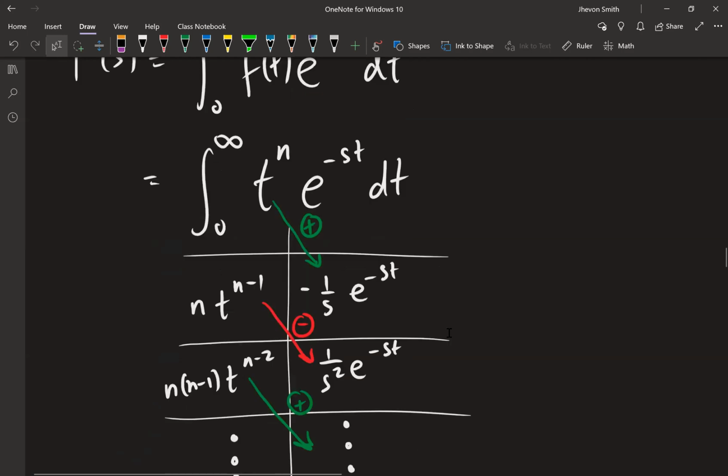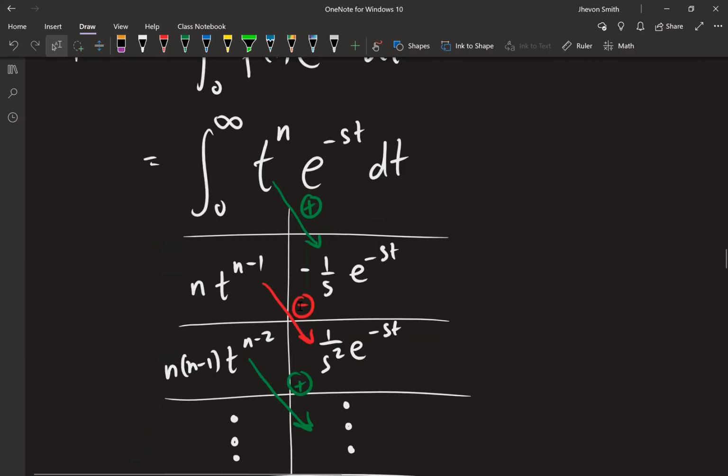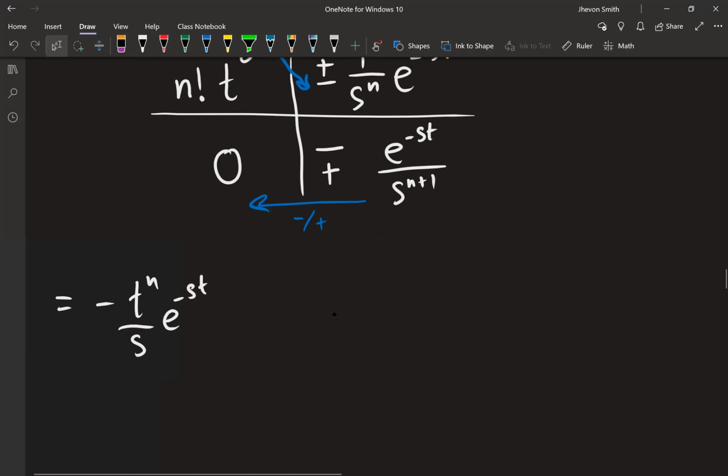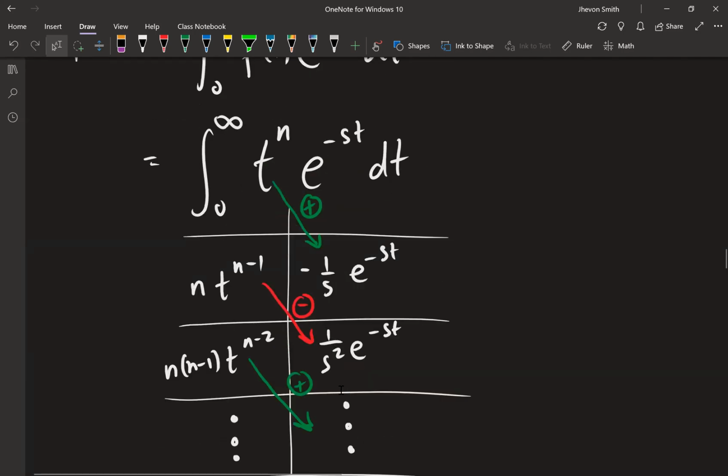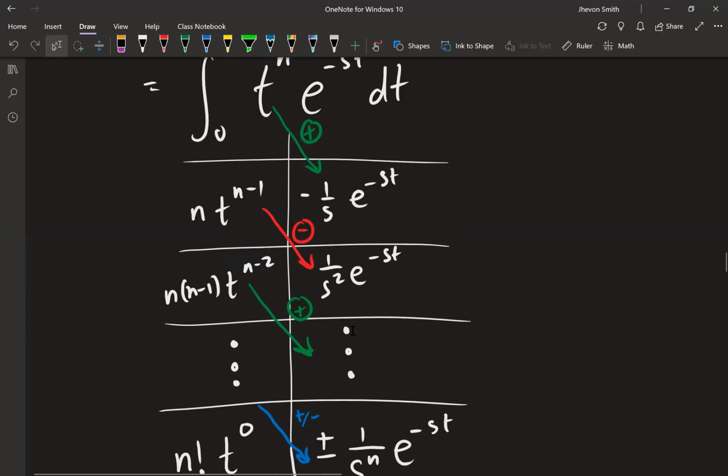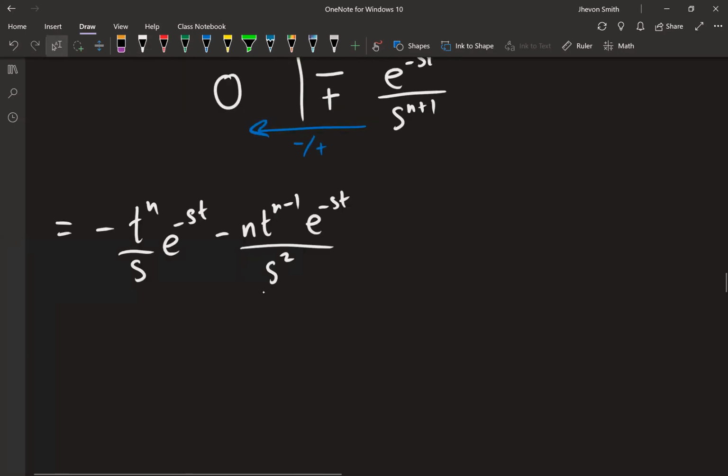Then you go down to the red. This gives you a negative sign. So you have minus n t to the n minus 1 e to the minus st over s squared. The next term would be a negative 1 over s cubed e to the minus st. You apply a positive sign, so it stays negative, and you multiply by this. So you still have a negative here: n times n minus 1 t to the n minus 2 e to the minus st over s cubed.